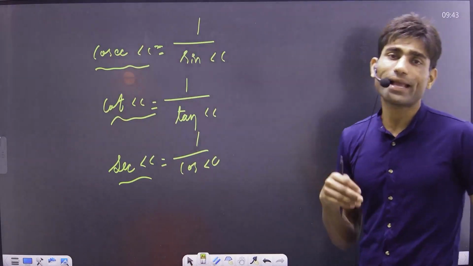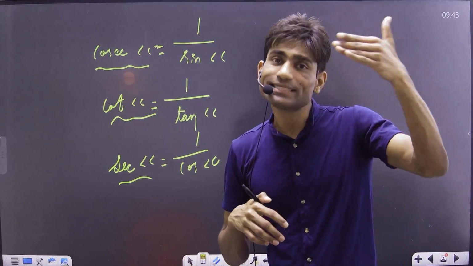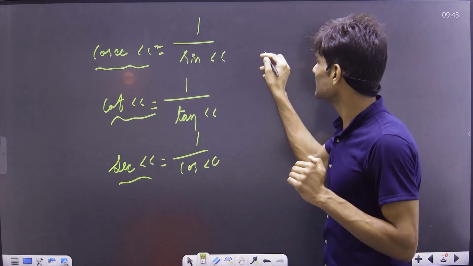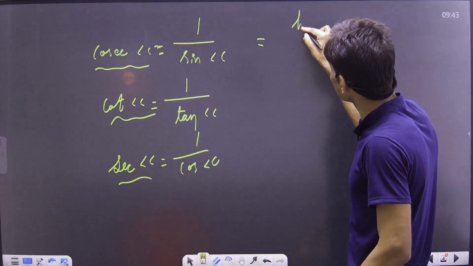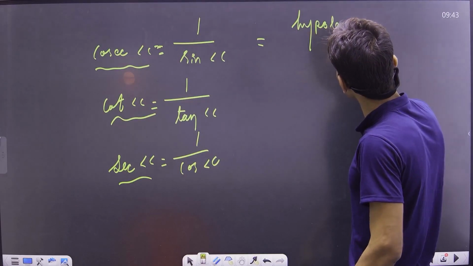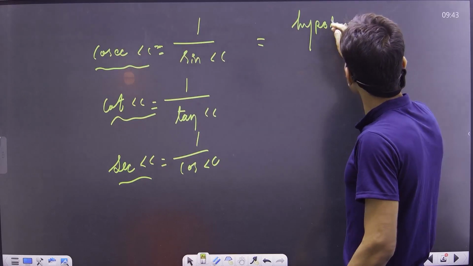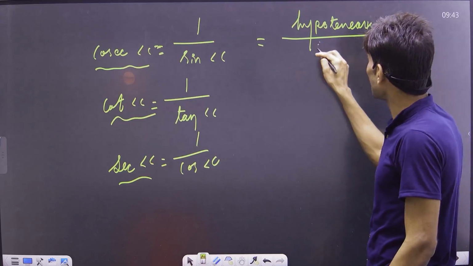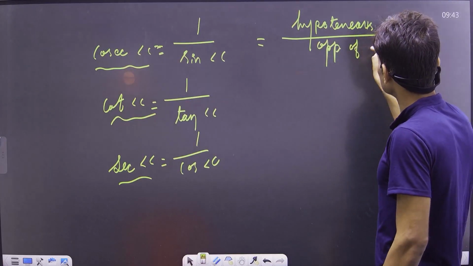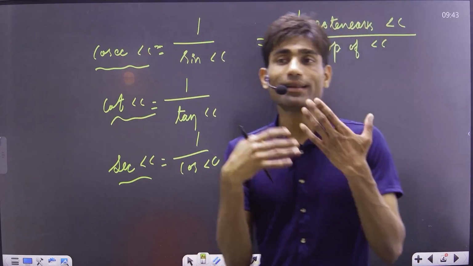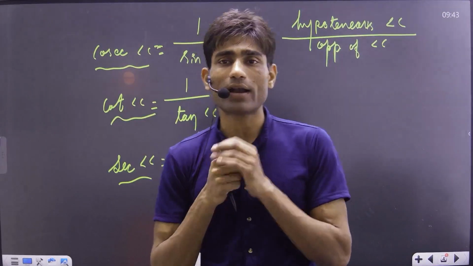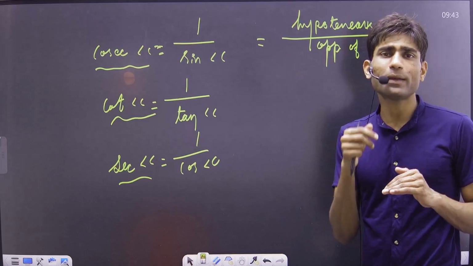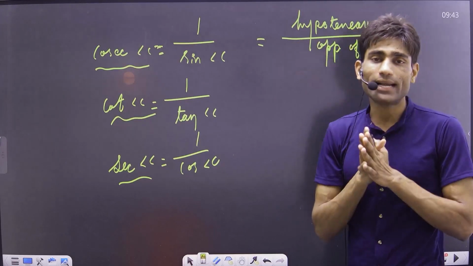We know that sine of angle C can be defined as the opposite side of angle C divided by the hypotenuse of angle C. So we write cosec as the hypotenuse of angle C divided by the opposite of angle C. I just wrote the denominator as a numerator and the numerator as a denominator, because we know that 1 upon A divided by B can be written as B divided by A. That ratio I used here.